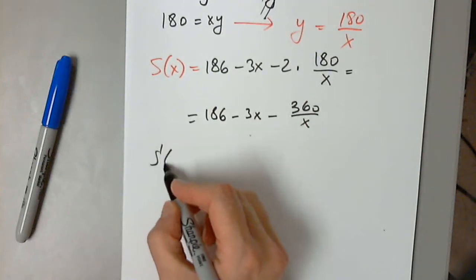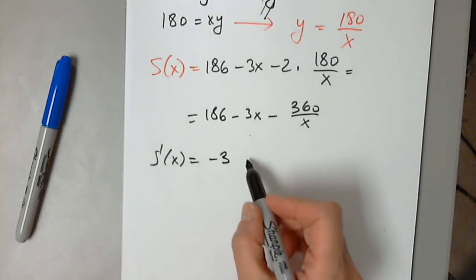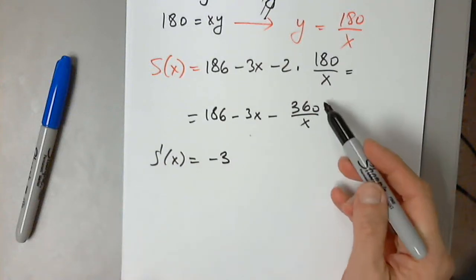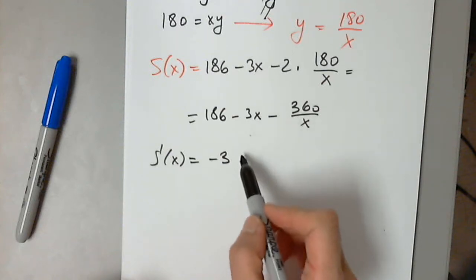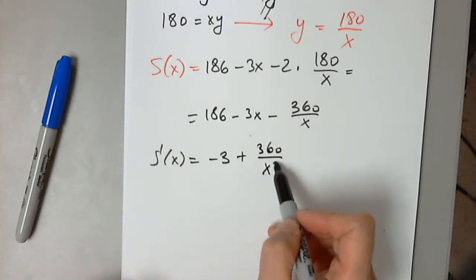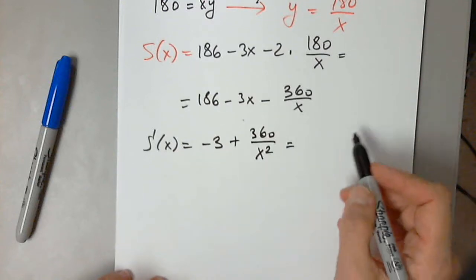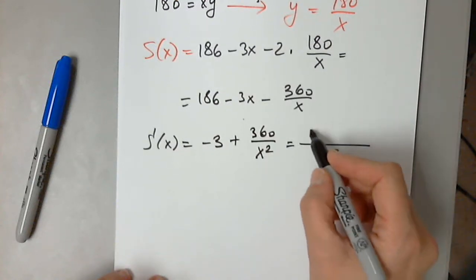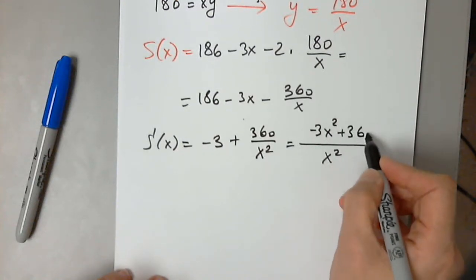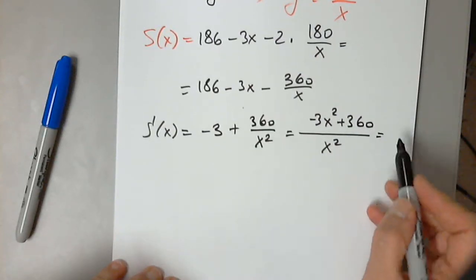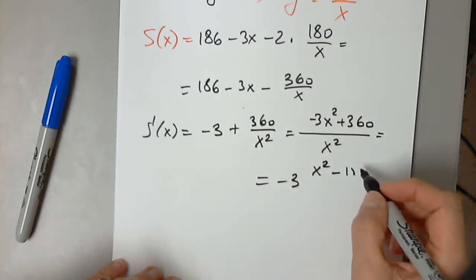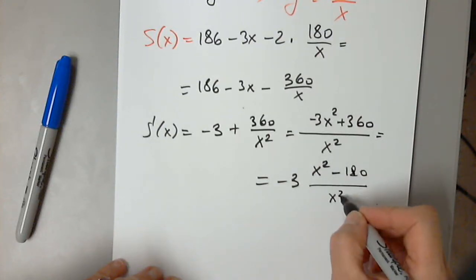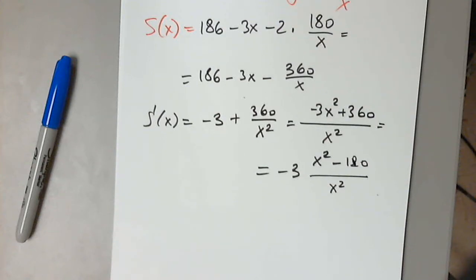Yes, very good. So S prime of x is negative 3. Be very careful now. When we differentiate 1 over x, we get negative 1 over x squared, but there is a minus in front, so it's positive 360 over x squared. Again, we have to find the least common denominator, so we get negative 3x squared plus 360 over x squared. Yes, I would factor out negative 3 and get x squared minus 120. So we found the derivative.